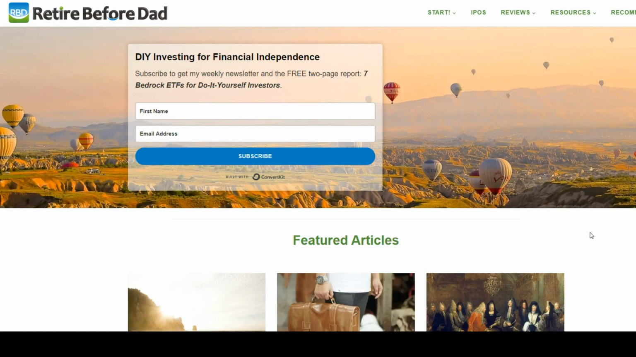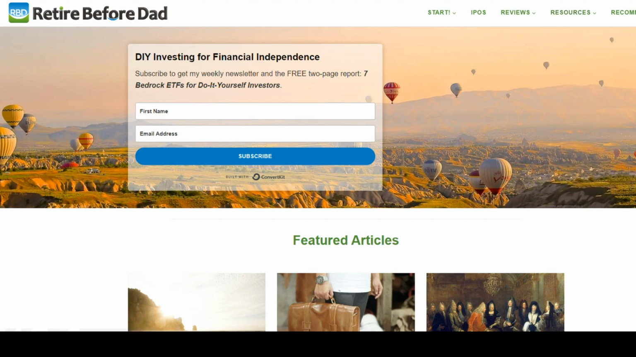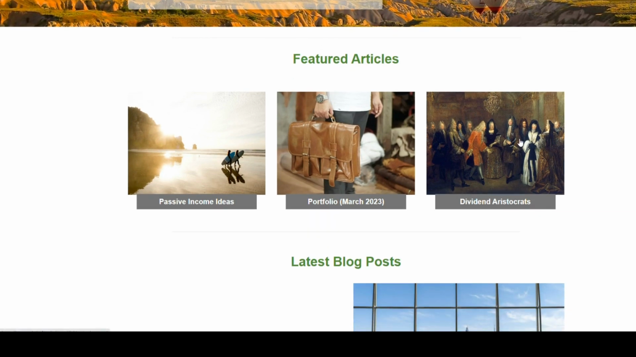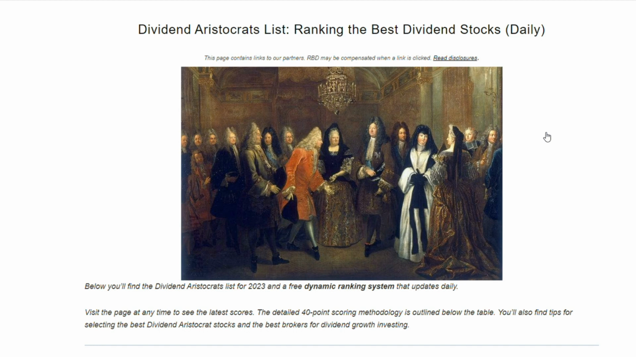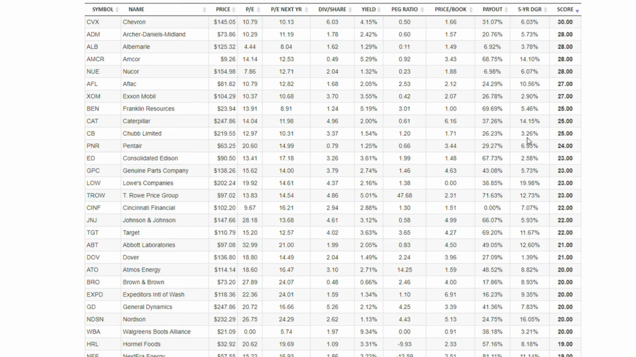To find this tool, go to my website, retirebeforedad.com. I've linked to it in two places. The first is up here in the resources. Go to resources and Dividend Aristocrats. You can also find it on my homepage. It's right here under Dividend Aristocrats. And that brings you to the Dividend Aristocrats list, ranking the best dividend stocks, and it's updated daily. Scroll down and you'll come to the section with the table.